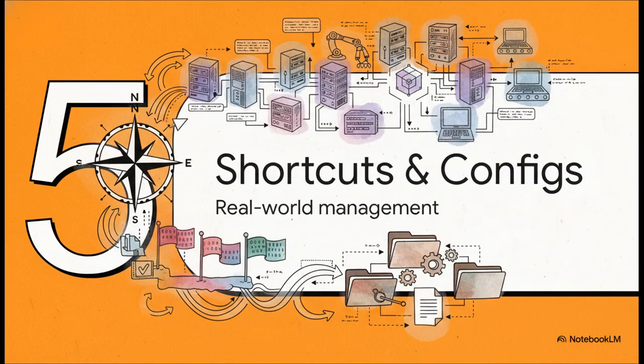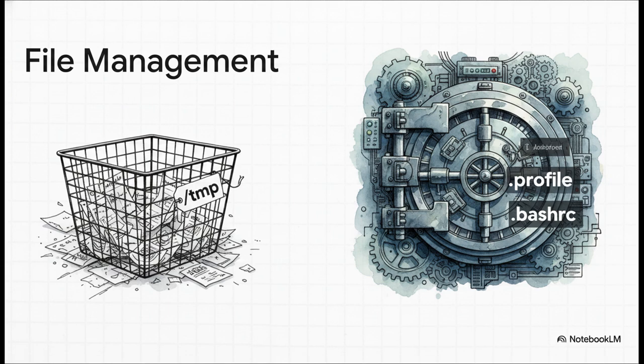Section 5. Shortcuts and System Configurations. When you are out there doing real-world DevOps tasks, you absolutely need to know where things actually live on your system. For instance, if you're generating test data that you only need for, say, 5 minutes, you don't want to clutter up your main workspace. Instead, you push it to the /temp directory, a designated safe zone specifically for temporary files.